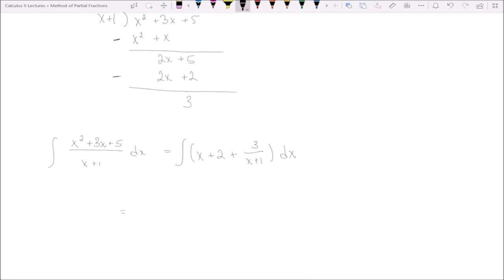Well, the antiderivative of x is simple. That's x squared over 2. The antiderivative of 2 is simple. That's just 2x. The antiderivative of 3 over x plus 1 is just 3 times the natural log of the absolute value of x plus 1, and then plus a constant. So in this case, all we had to do was make it a proper rational function, and we got an antiderivative straight away. There was no need to write a partial fraction decomposition.